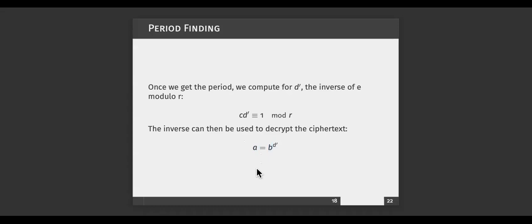So that's the purpose of finding the period, because that's the only option you have. As a cracker, you don't have the private key, so the only option you have is to compute the period, which is very hard to do. That's why you need a quantum computer to do that, which is precisely Shor's algorithm. Shor's algorithm is a period finding algorithm. Once you have the period, compute for D prime, and then you can decrypt the message.